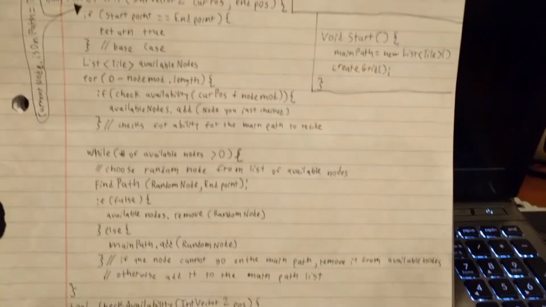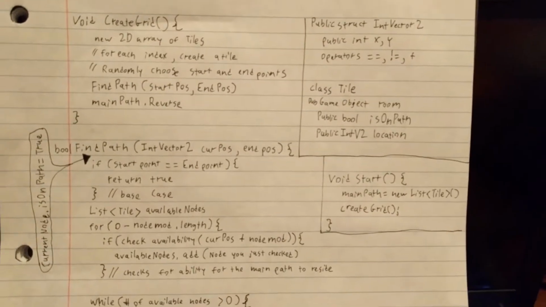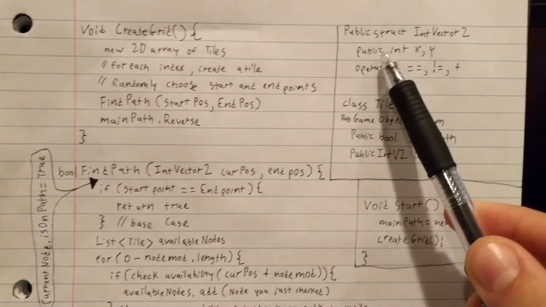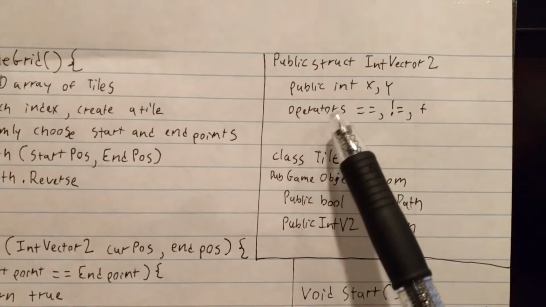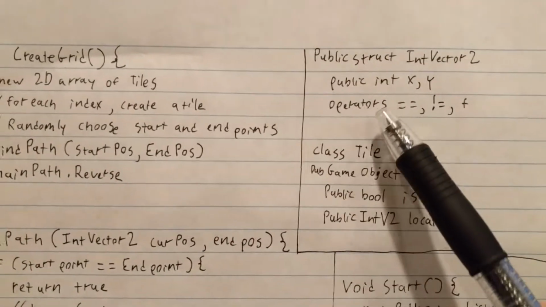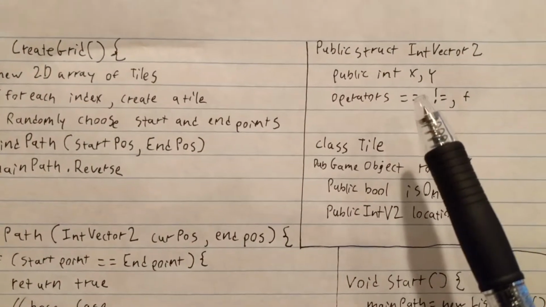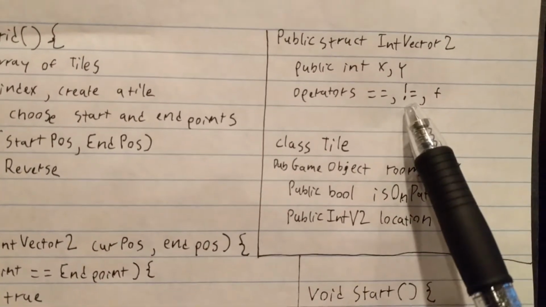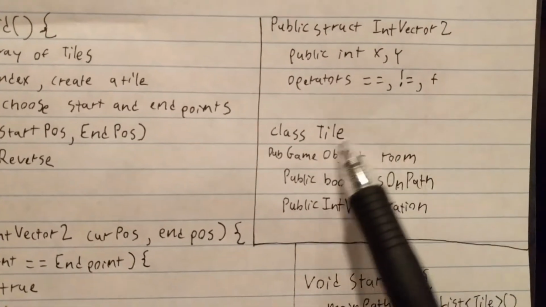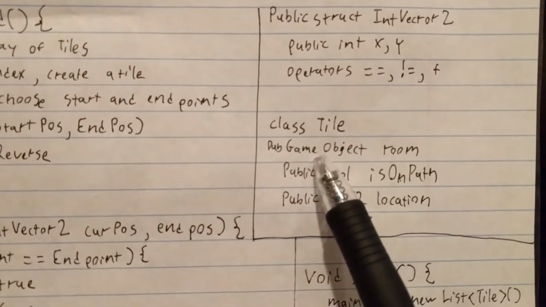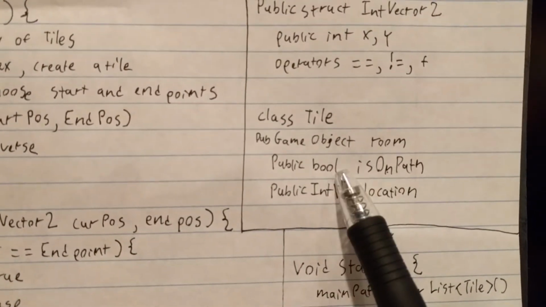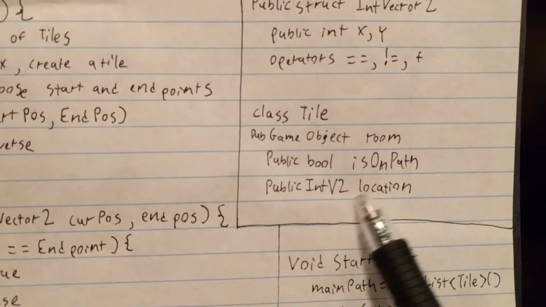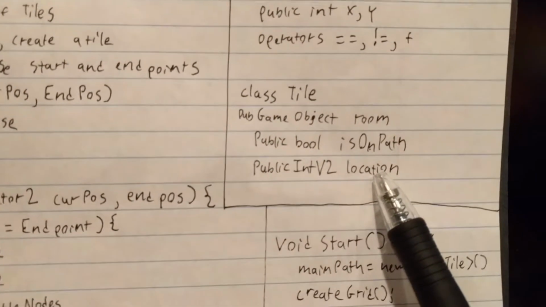So this might look a little bit confusing to some of you, but it's actually pretty simple. And for this code, I have a custom struct and a class. The struct is basically a vector2 but for integers. And so this is basically just one variable that holds an x and a y coordinate. Simple. And I gave it some operators to tell if two of these variables are equal to each other, not equal to each other, and a way that I can add them together. I also created a class for the tiles. The tiles contain a game object for the room, a Boolean variable to check whether it is or is not on the main path, and an integer vector2 structure for the XY coordinates of that tile.